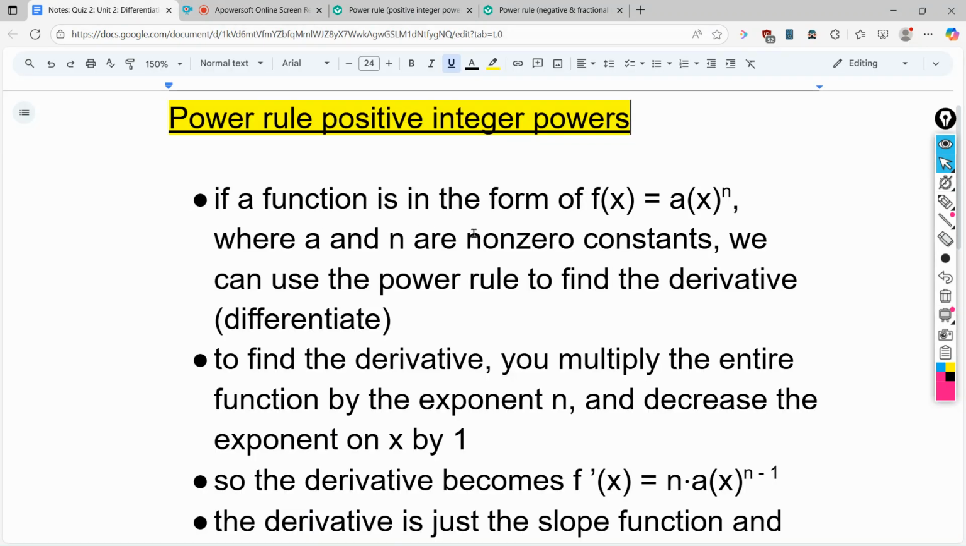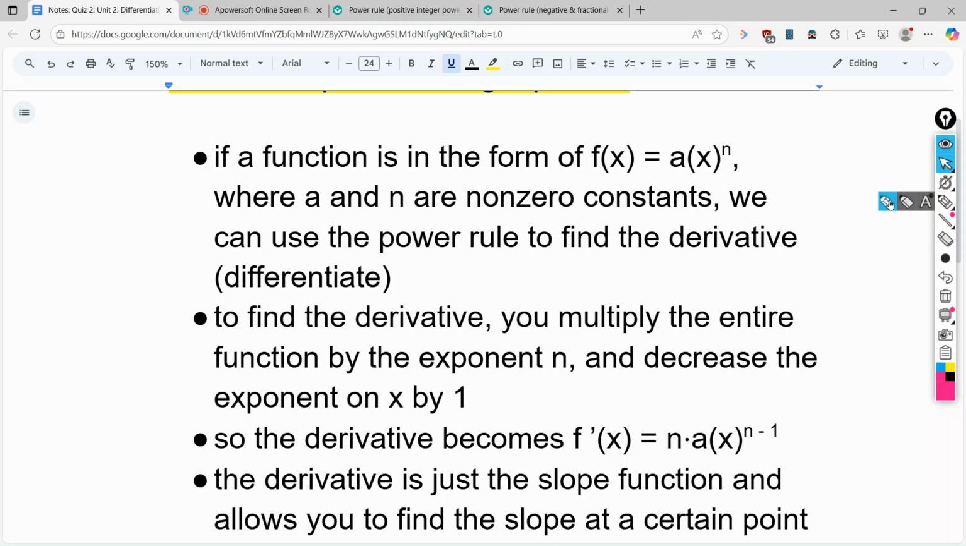All right, so if the function is in the form of f of x equals a times x to the n, where a and n are non-zero constants, we can use the power rule to find the derivative. In other words, differentiate. The constant term a and the exponent n cannot be zero. To find the derivative, you multiply the entire function by the exponent n and decrease the exponent on x by 1. In other words, you take this n exponent and move it out front and multiply, and this exponent becomes n minus 1. You decrease it by 1.